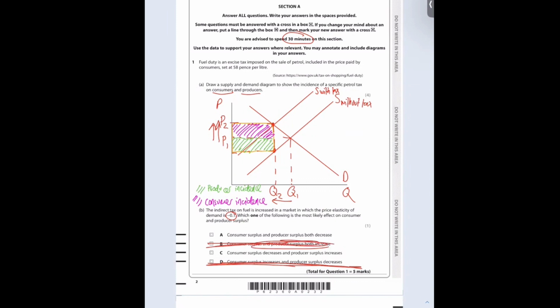Now producer surplus is also decreasing, partly because part of the revenue that they're generating is going in tax. So they're not actually receiving that anymore. And we can show that on the diagram, but I'm not going to do that right now. So what you need to know is basically they can produce less, the producer, and they get less revenue for it. So the price, ultimately, the price that they would have gotten is lower, or the revenue they would have gotten is lower. So the answer is A.